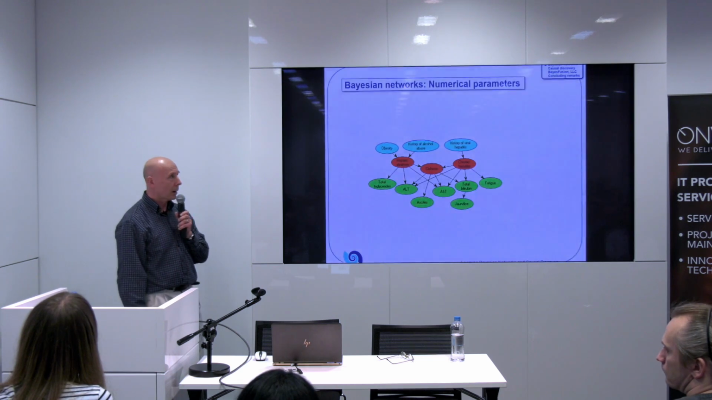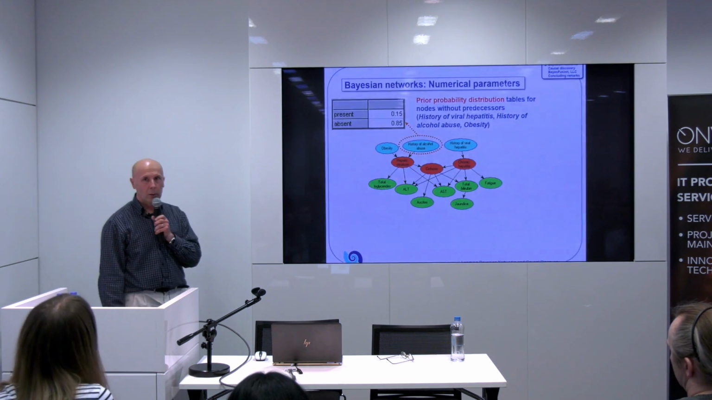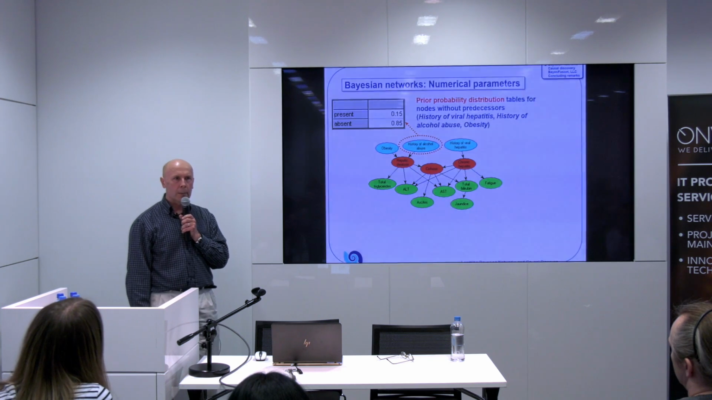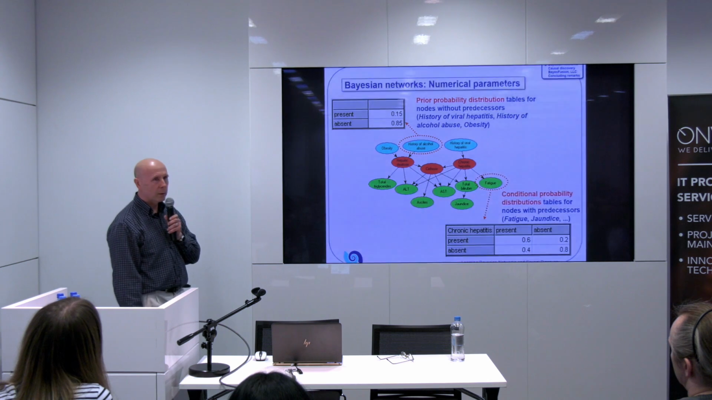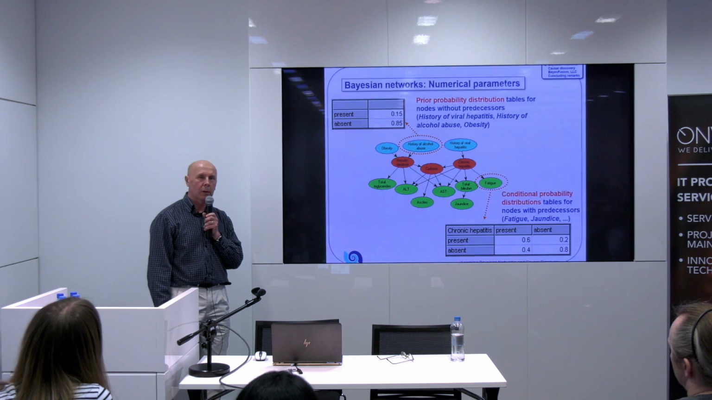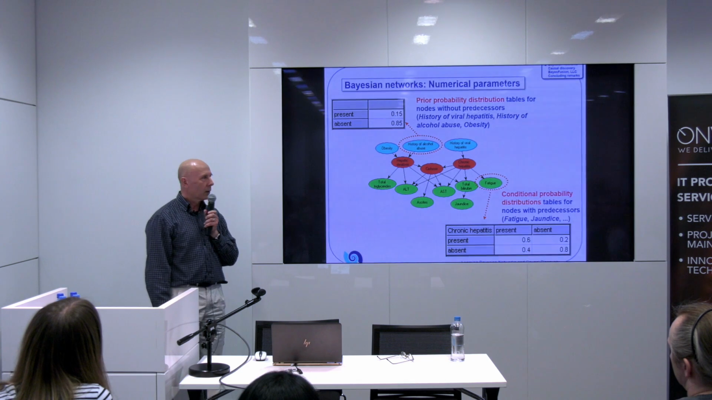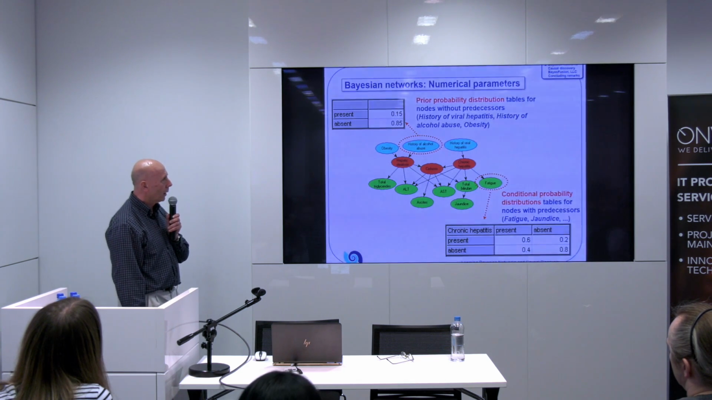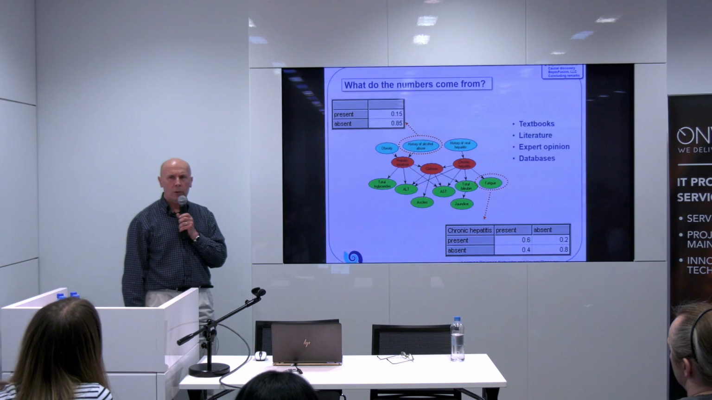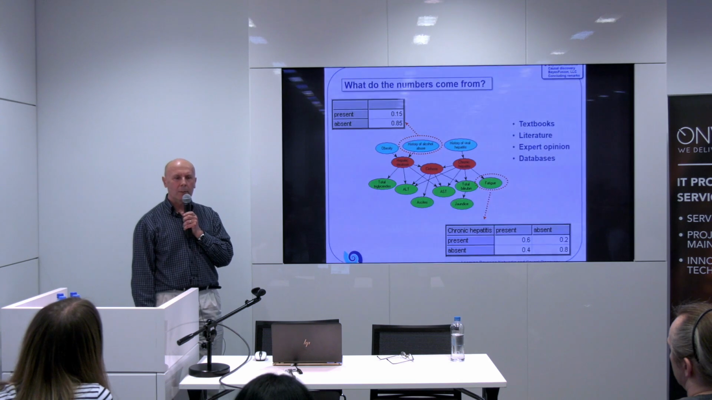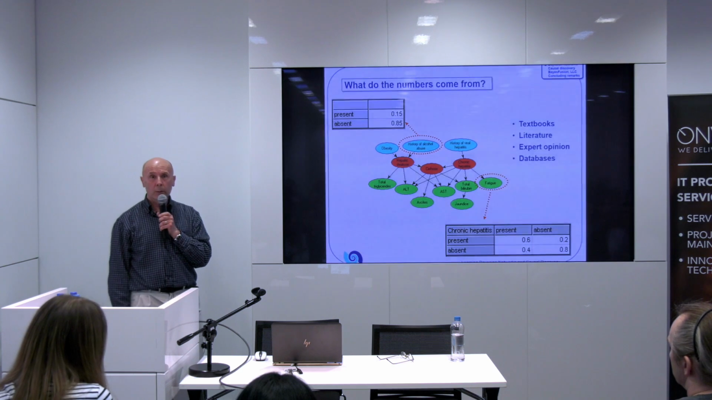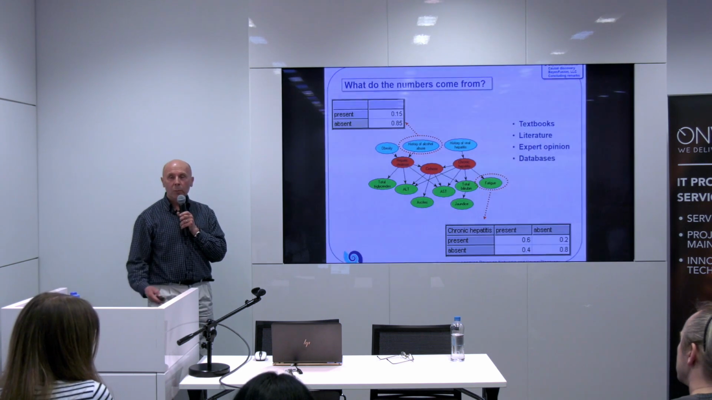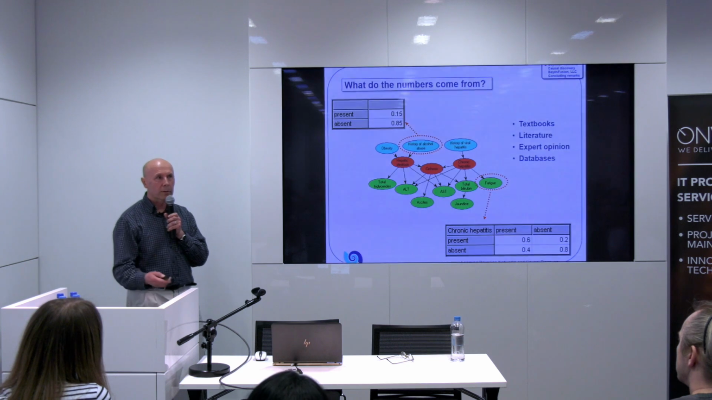Then the quantitative part are numbers, which in nodes without predecessors are prior or marginal probability distributions, and nodes with predecessors, with parents, encode conditional probability distributions, conditional on the parent. The numbers can be taken from a variety of sources, like textbooks, literature, expert opinion. They are Bayesian, so probability is not a limiting frequency, but it's a measure of belief. So they can be taken from expert opinion, and also from databases, which is the most important thing from the point of view of this audience.